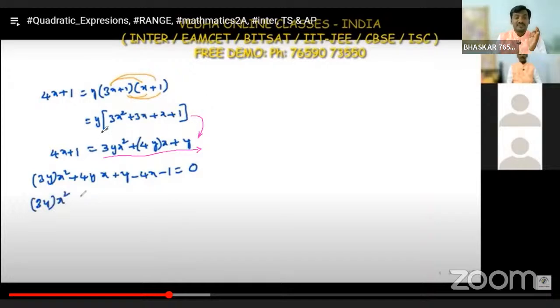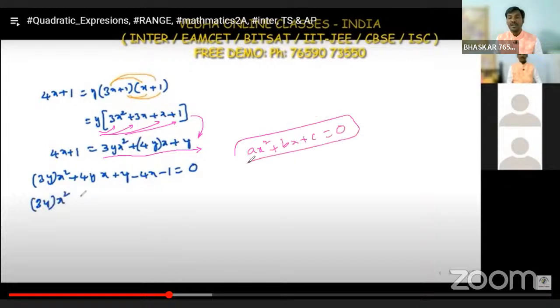First you multiply inside. After multiplying, always remember, here you always have to think about ax square plus bx plus c is equal to 0. That means you have to write the x square term, the x term and the constant, like that only. And remember that y is also considered, think of it as a constant.